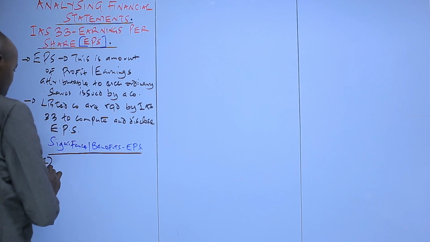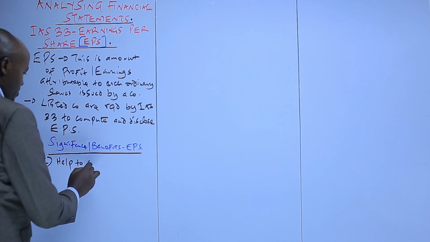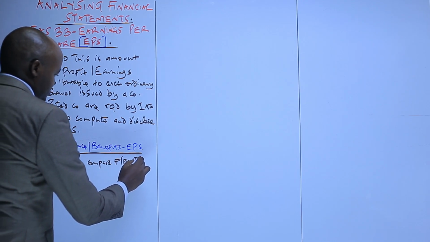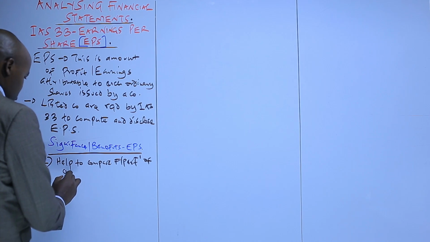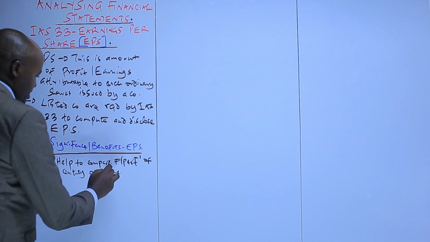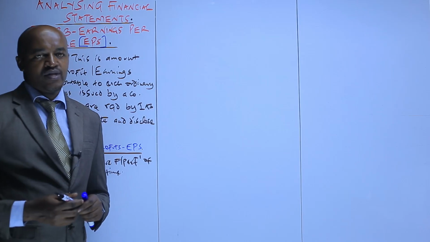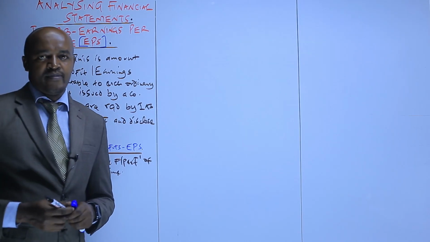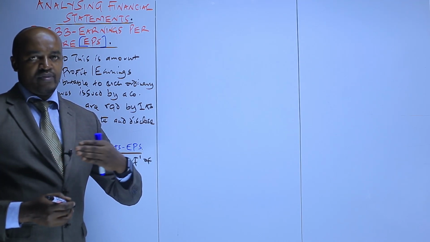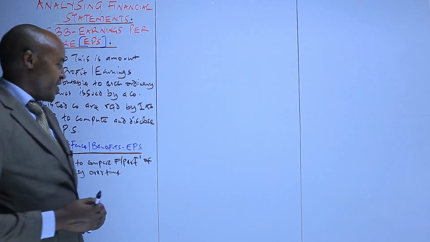Number one is that earnings per share helps to compare financial performance of an entity over time. Basically, what that means is that as a shareholder of a company, you can use this earnings per share to compare the performance of the company over a number of years, basically to compare the profitability, how the company has been performing over a number of years.